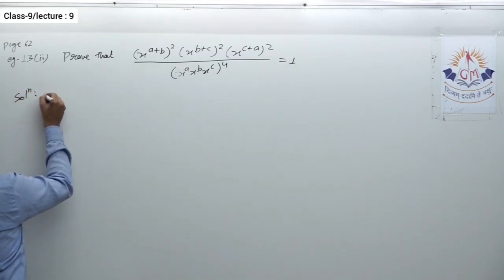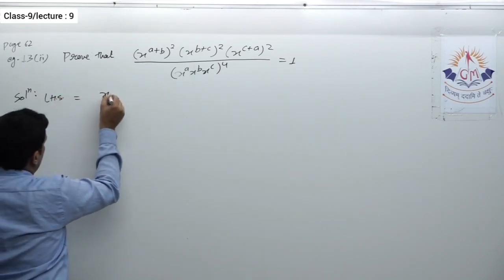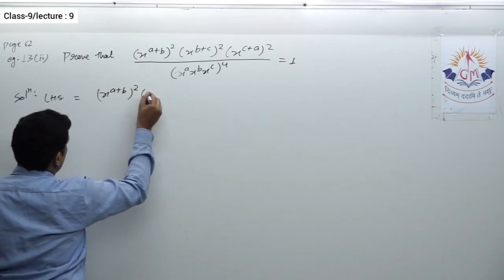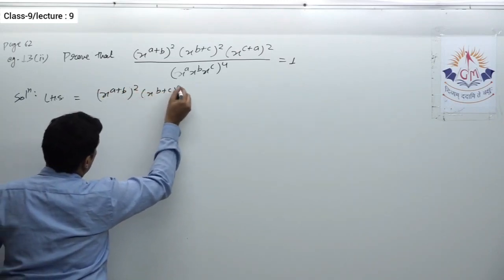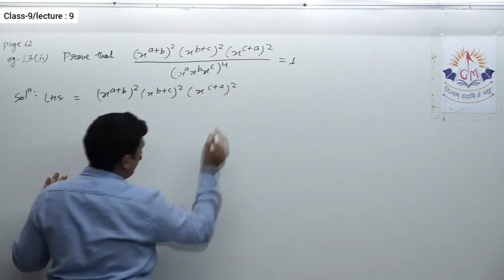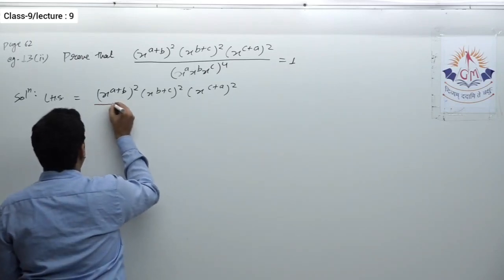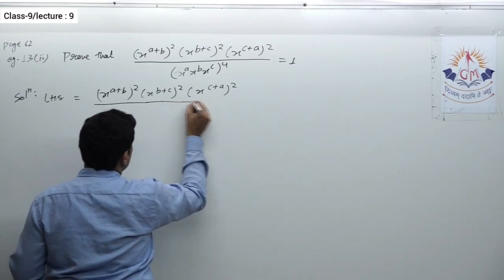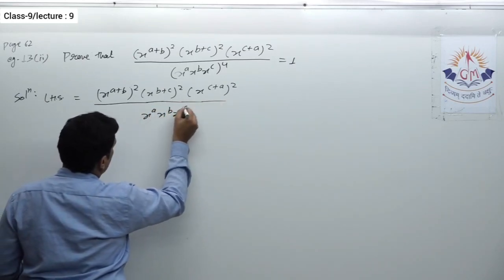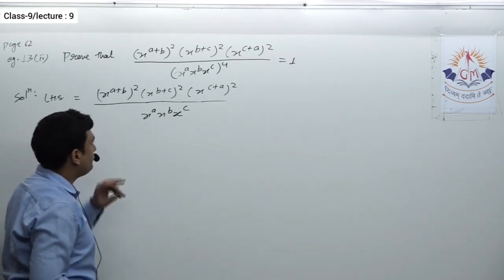We'll start from the LHS, left hand side. I first of all write LHS as it is, that is x raised to a plus b whole square, then x raised to b plus c whole square, then x raised to c plus a whole square, and the whole divided by x raised to a, x raised to b, x raised to c. Now this we have to prove is equal to 1.